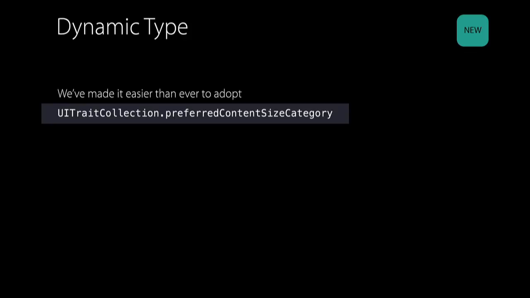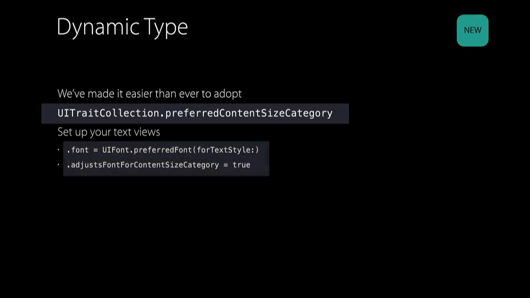But we figured you shouldn't have to do that for regular text views, for labels, text fields, and text views. So we've made those really easy to do. All you have to do is assign the font with the style that you want and set the flag that it adjusts the font for the content size category. All your labels, your text fields, your text views, they'll automatically adapt to the current dynamic type size, and you don't have to do anything.